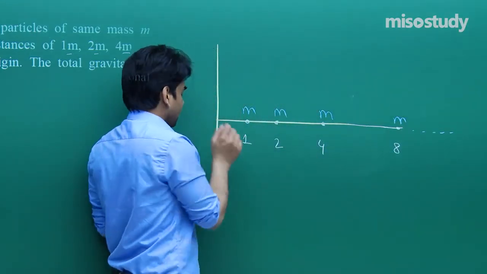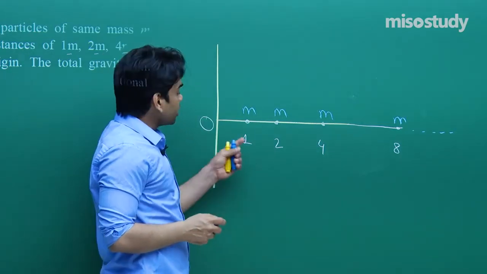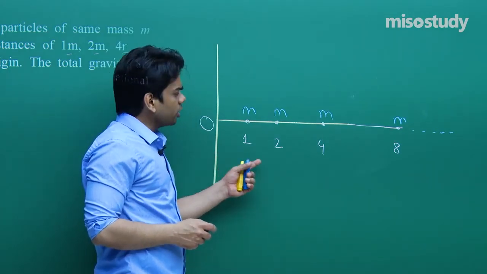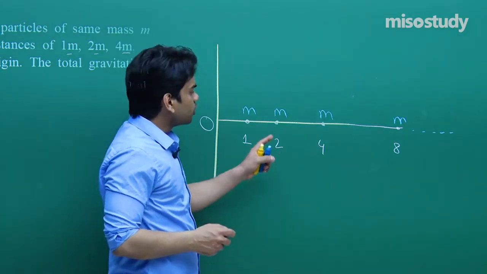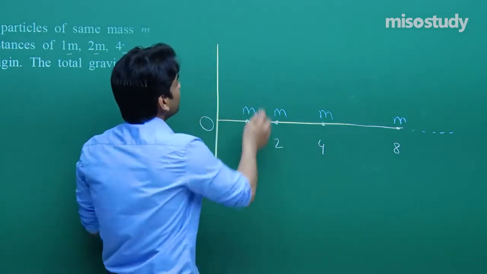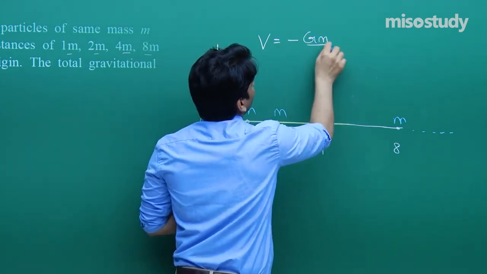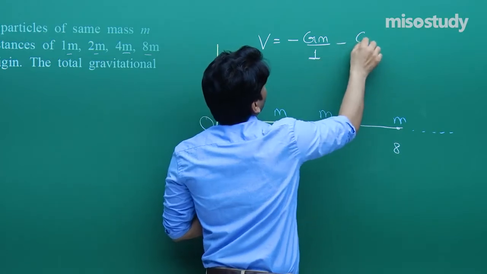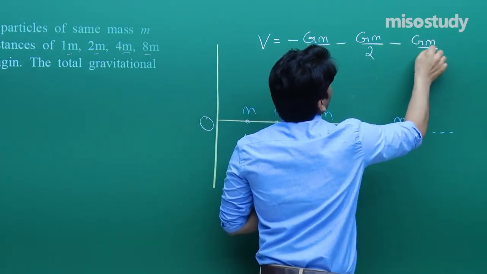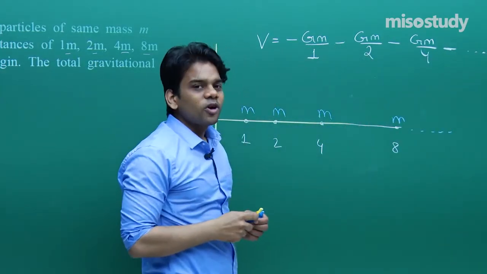Now due to each particle, we need to talk about the potential at the origin. Potential due to this particle, which is located at 1 meter, will be minus Gm by 1. Potential due to this particle, minus Gm by 2. Due to this, minus Gm by 4. Due to this, minus Gm by 8. If I write here, this will come out to be V equals minus Gm by 1 minus Gm by 2 minus Gm by 4 and so on. This term will be continued.